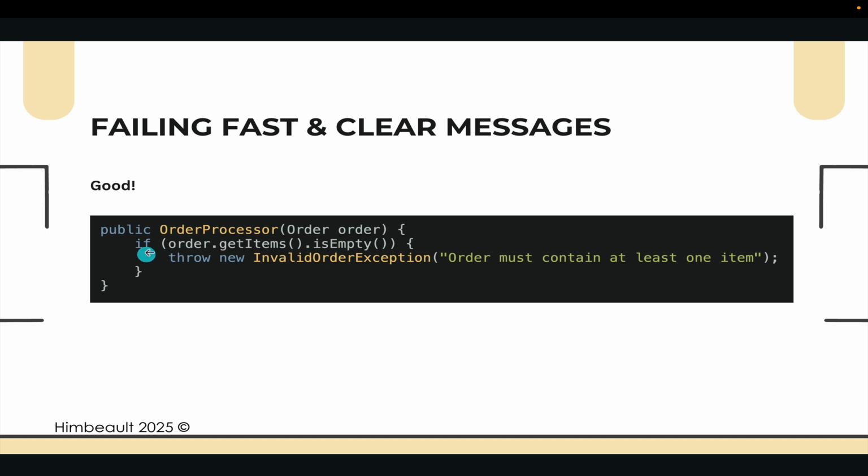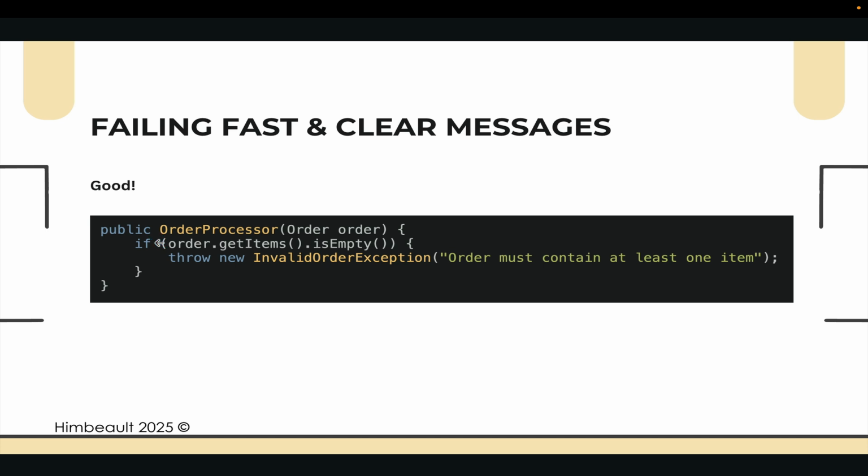Now here I can say, oh, if order.getItems is empty, throw new InvalidOrderException. So we have a custom runtime exception: the order must contain at least one item. This is enough information for me to now understand what the problem was. We tried to process an order. Somebody tried to check out their shopping cart with no items in it. We can't do that. That's not a thing.